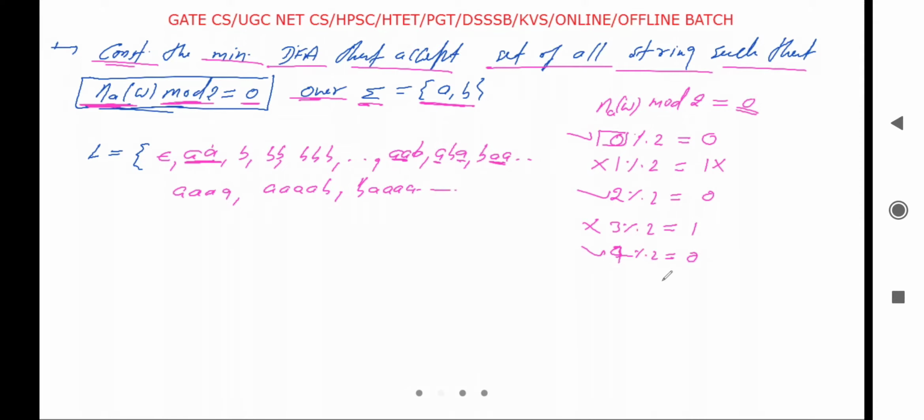From this you can observe here 0 number of a, 2 number of a, 4 number of a, after that 6 number of a, 8 number of a, 10 number of a. So we can say it is an even number of a's. What does this mean? There will be an even number of a's here.